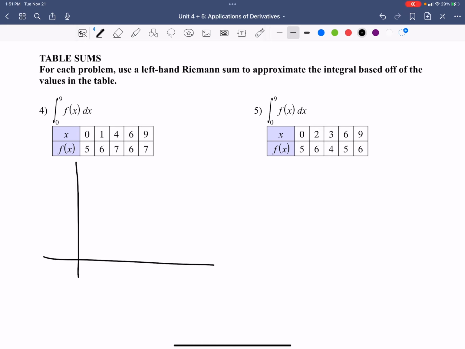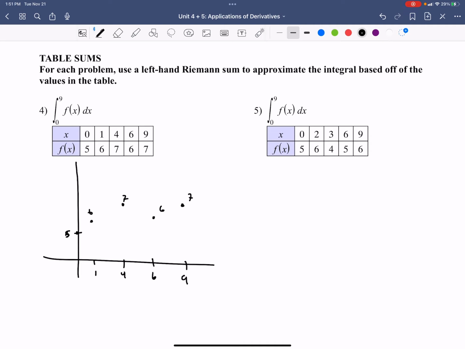We don't know what the graph looks like. All we know is that at 0, we are 5. At 1, we are 6. At 4, we are 7. And then at 6, we are 6 again. And at 9, we are 7. Alright, this is all we know, right?